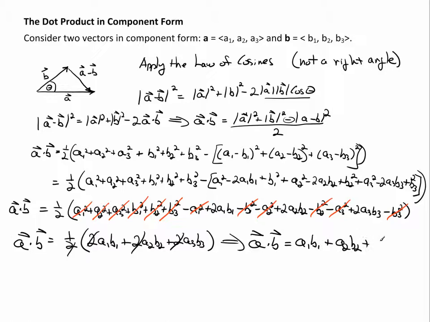That's a nice result. It took a little algebra to get there, but it is a very nice result. What this is saying is that if I take the dot product of two vectors in component form, all I have to do is take the sum of the products of the corresponding components. It's that easy.